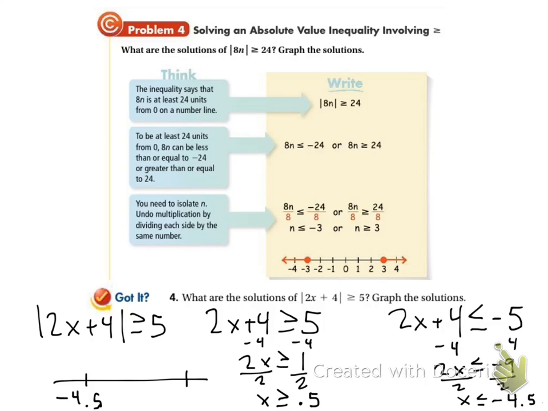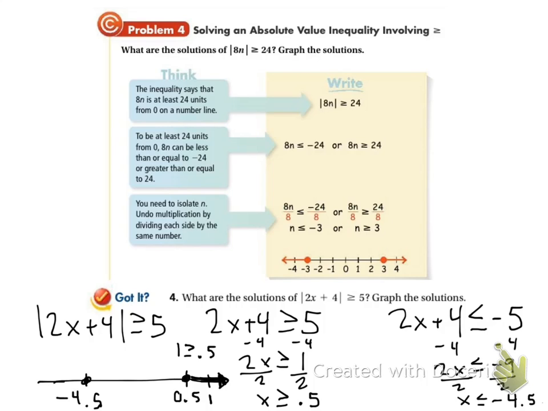And I've got 0.5. Okay, on the 0.5, I've got a closed circle. And I also have a closed circle on my negative 4.5. And now I'm going to plug in numbers. You can choose whatever number you want. Right here, 1 is to the right of it. So I'm just going to plug in 1. If I plug in 1 into this equation over here, I get 1 is greater than or equal to 0.5. 1 is bigger than 0.5. That is true. So I'm going to go this direction.